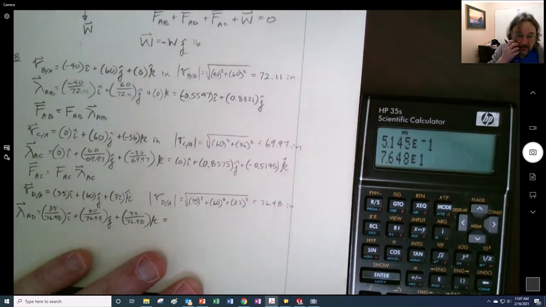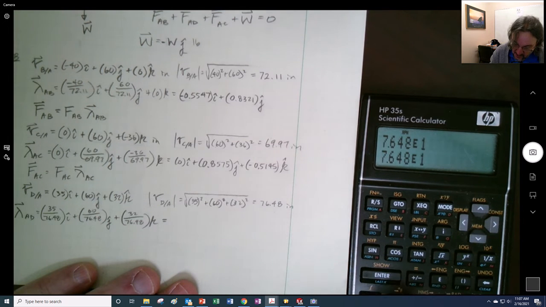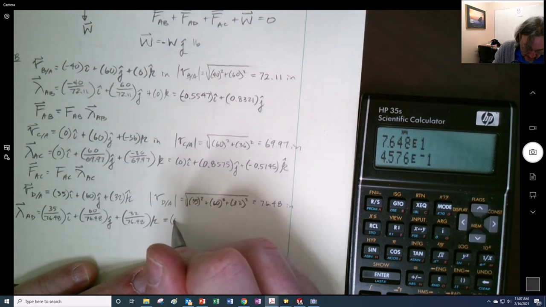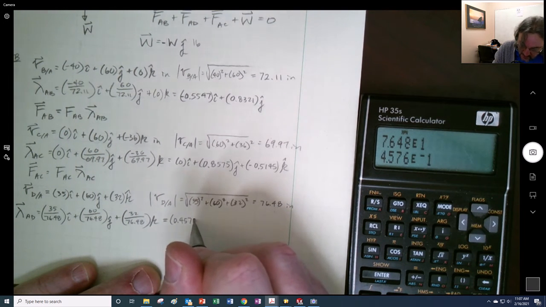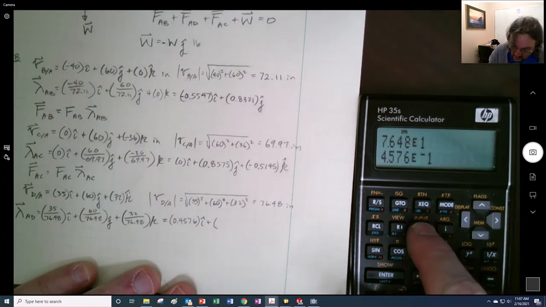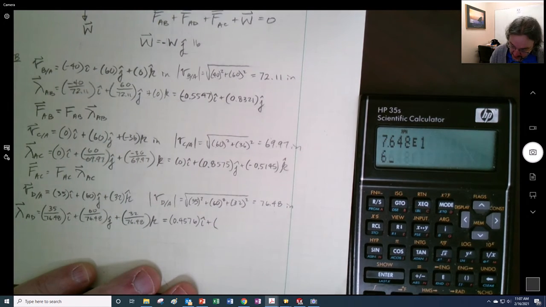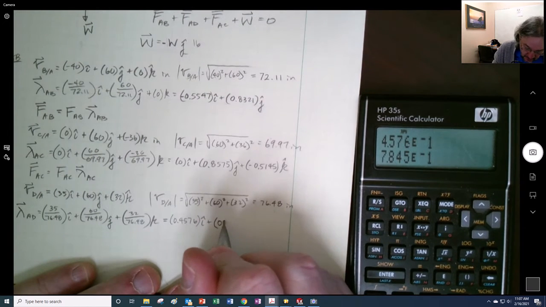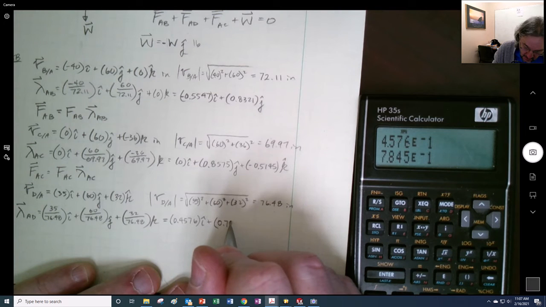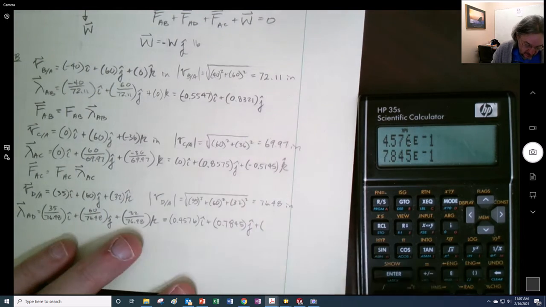So let's see here. We go 35. Let me go down. We'll go enter. And 35 divided 1 over, I get 0.4576 I. Flip them around, and 60 over 0.7845 J, and then the last one.